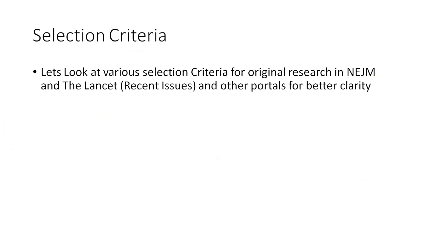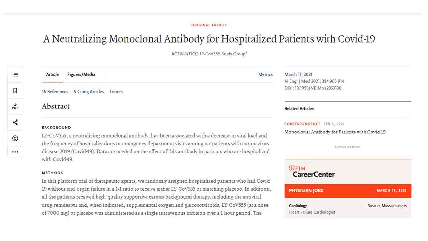So at this moment, what we are going to do is look into the selection criteria of certain original research from maybe NEJM, the Lancet, BMJ, and so on, so that we could have some amount of clarity. Whenever we are trying to focus on a research question and we look for literature, we could look for these selection criteria that could help us in defining our inclusion and exclusion criteria. So I start with a study that was published in NEJM.